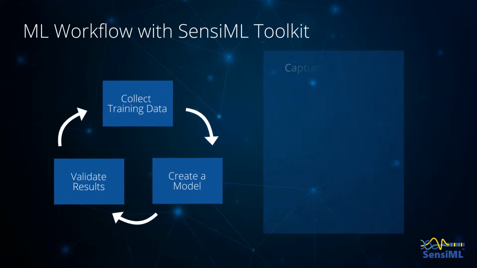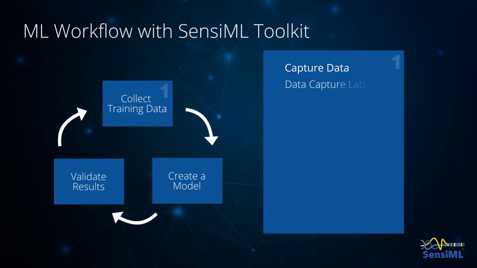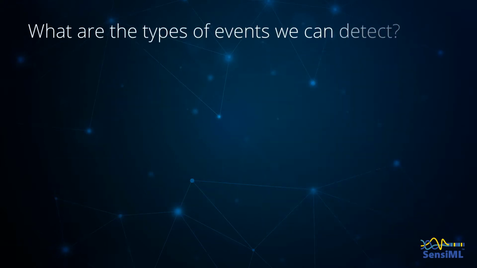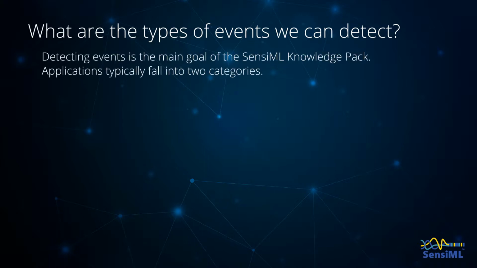Let's think more about our first step, collecting our training data for a new application. What are the types of events we can detect? Detecting events is the main goal of the SensiML Knowledge Pack. Applications typically fall into 2 categories: continuous events and discrete events.